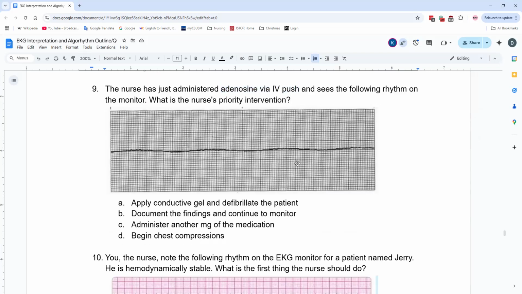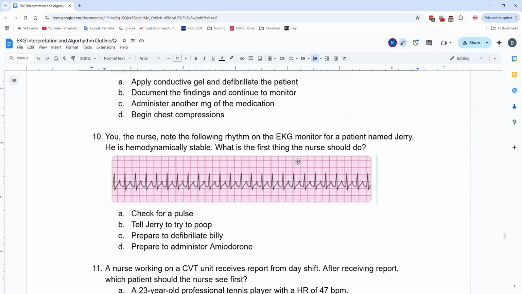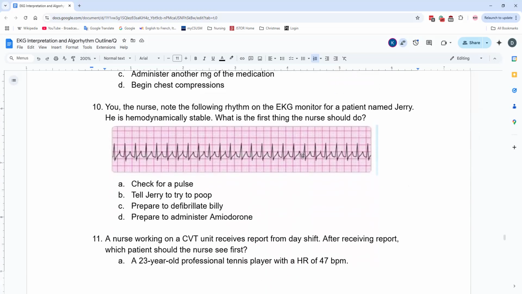Okay. Full beans. So number 10: you, the nurse, note the following rhythm on your EKG monitor for a patient named Jerry. He is hemodynamically stable. What is the first thing the nurse should do? Oh, yeah, definitely always identify your rhythm first. So we're looking at SVT.